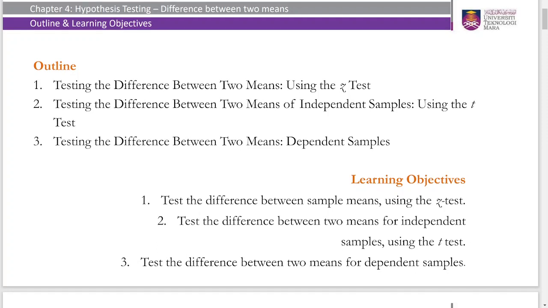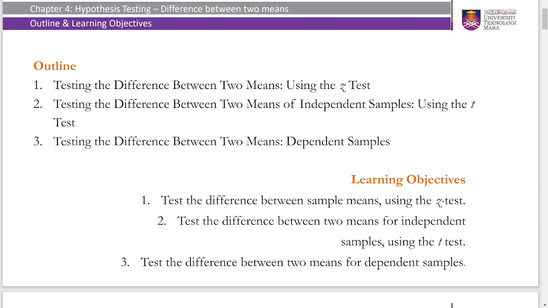Okay, these are the learning outcomes for this part. By right, we have looked through the first one. So we have testing the difference between two means. We are going to look at this one using the Z test, and then testing the difference between two means of independent samples using the T test. So kita ada dua kat situ eh. Satu guna Z test, satu lagi guna T test. And then kita nak tengok yang testing the difference between two means for dependent samples. This one is the second part. Kita akan tengok yang first one dulu.